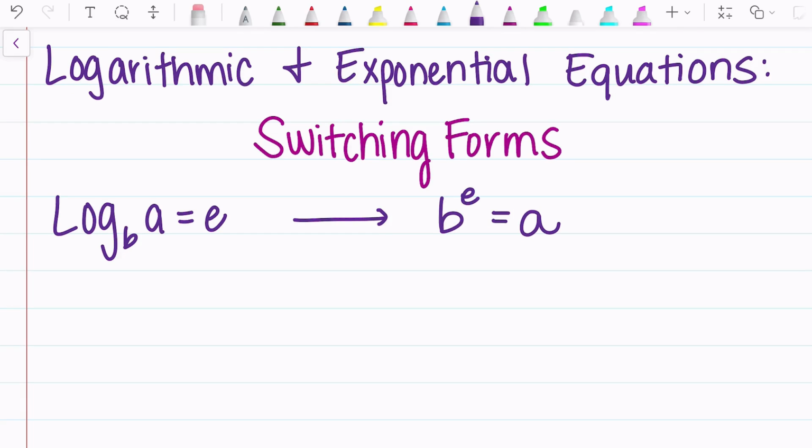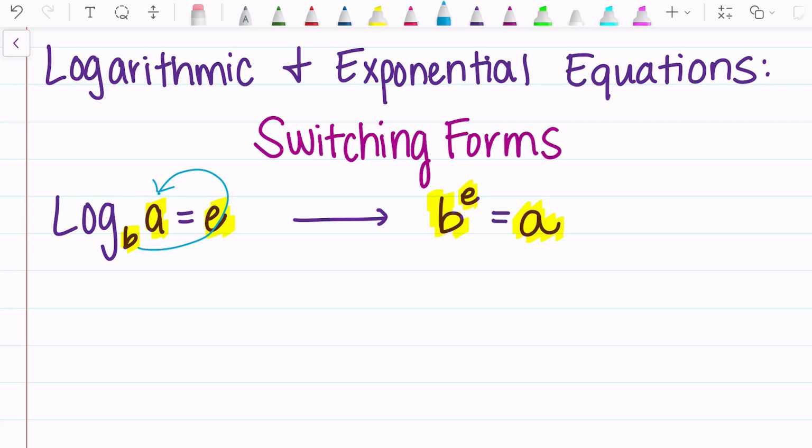In this video, I'm going to show you how to switch forms between a logarithmic and an exponential equation. One trick I use with my students is that we say logs are BAE. The order of the things you plug into the logarithmic equation goes the base, the answer, and then the exponent. So that's the BAE. When you switch forms, you would write it as base raised to the exponent is equal to the answer. To get from logarithmic to exponential, we do something called the swoosh method. So it'd be b to the e equals a.